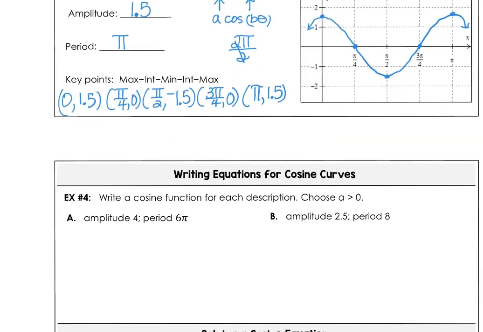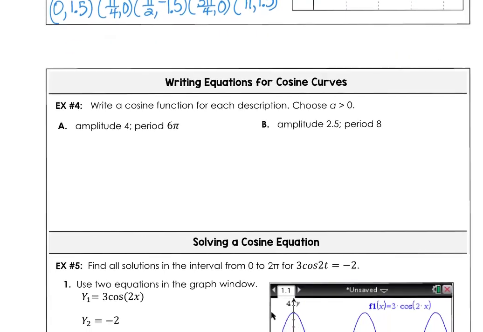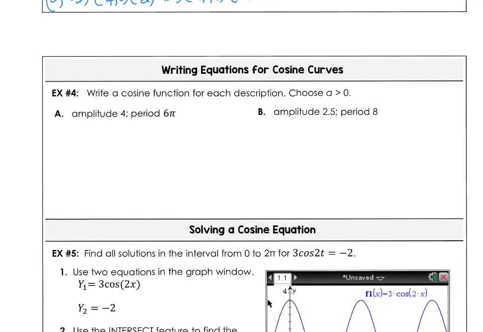For example 4, we want to write a cosine function with the description and choose that the A value is positive. So in the first example, if the amplitude is 4, and we're using that model, I'm just going to write our model over here. Y equals A cosine B theta. So we're following this model here, and this is our A value. And the period is 2 pi over B, and we've got to figure out the period is 6 pi.